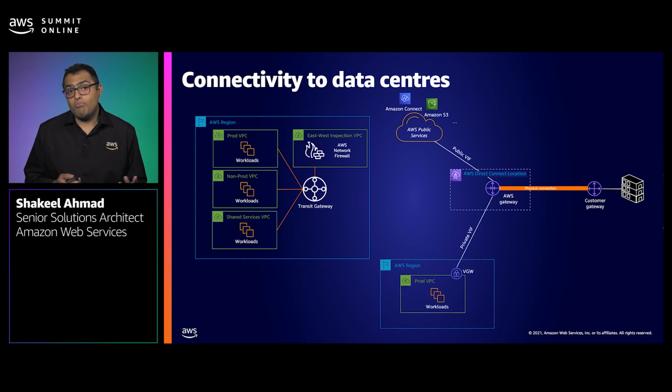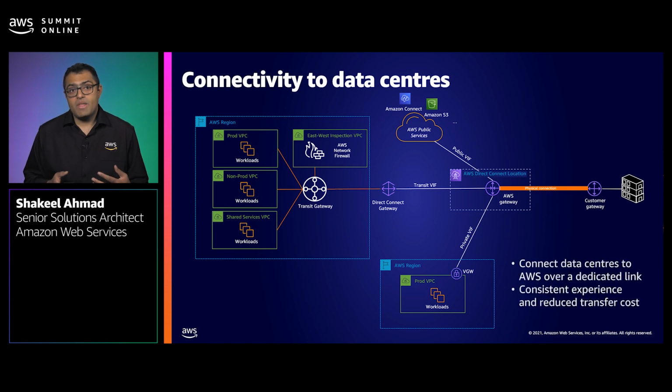You can also connect to a private virtual interface, which actually allows you to connect your on-premises to an Amazon VPC using private IP addresses. And lastly, you can use Transit Virtual Interface or Transit VIF, which actually allows you to connect to AWS Transit Gateway. And now you can reach out to thousands of attachments which are connected to Transit Gateway. AWS Direct Connect allows you to have a very consistent experience as well as reduced data transfer cost.